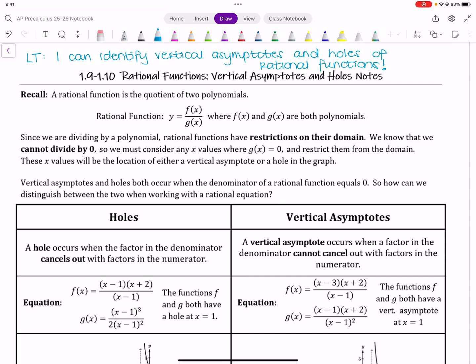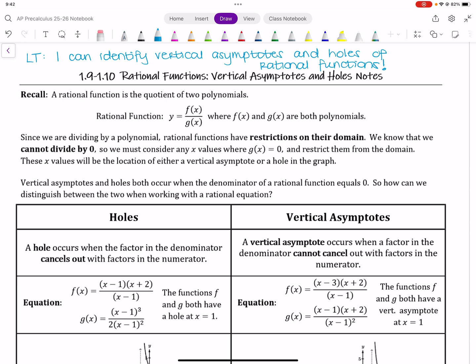AP Pre-Calc. These are going to be section 1.9 and 1.10 notes on vertical asymptotes and holes of rational functions. And our learning target is I can identify vertical asymptotes and holes of rational functions.